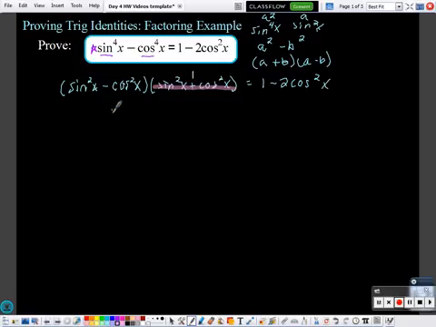I don't even have to write the 1, so all I have now is sine squared of x minus cosine squared of x, and that's supposed to all equal 1 minus 2 cosine squared of x. Again, I see this a squared minus b squared pattern right here in this line. So I'm going to reapply that factoring technique one more time. Now my a squared term is sine squared, which means my a is just sine and my b is just cosine.